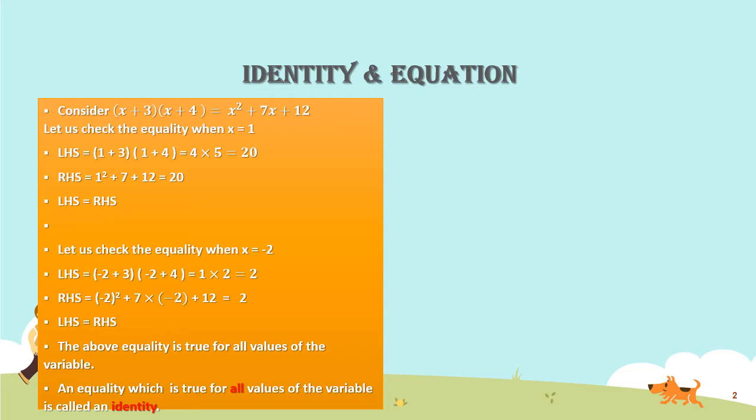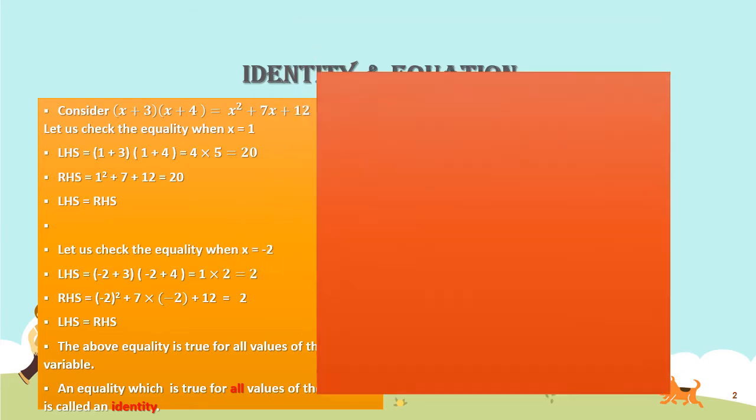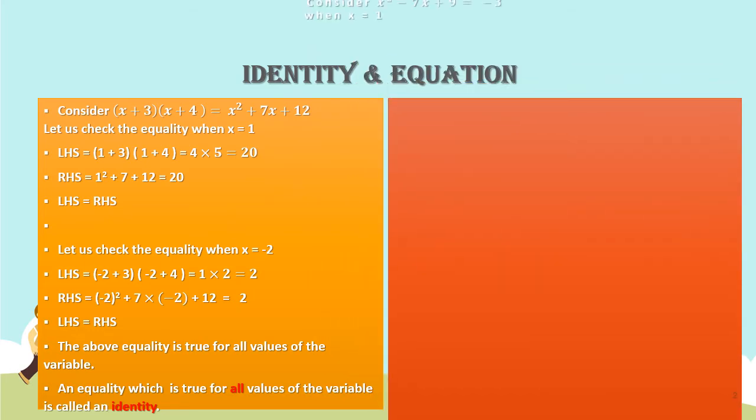Now let us see how it is different from an equation. As we did before, we will take an equation: x squared minus 7x plus 9 equals minus 3. We give x the value 1. The LHS becomes 1 squared minus 7 plus 9, which is equal to 3. The value of the RHS is already fixed, which is minus 3. So we conclude that the left hand side is not equal to the right hand side. We'll try with another value for x.